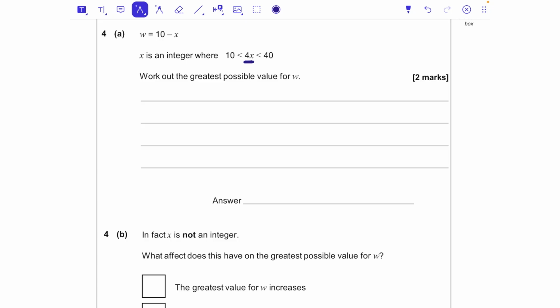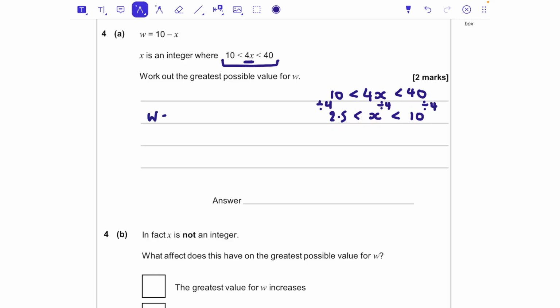So let's first have a look at this inequality. If 4x needs to be bigger than 10 and less than 40, then x needs to be bigger than 2.5 and less than 10. And all I've done to get that is divide by 4. But if I've divided the 4x by 4, I also need to divide this bit by 4 and this bit by 4. So there we go. We now know that x needs to be between 2.5 and 10.